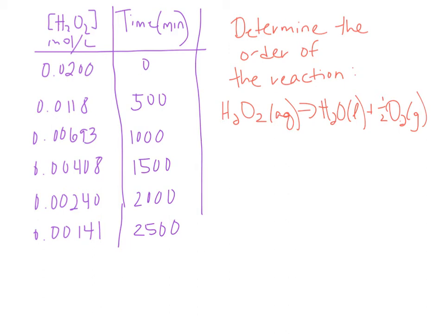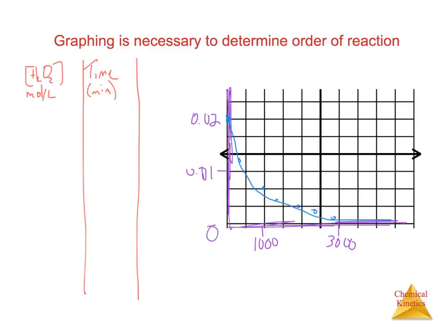These data points, x and y, were calculated, and you end up with a graph like this. Now you can see this is not a straight line. So therefore, we have to do something else to figure out what order it is. If it was a straight line when you graphed concentration versus time, that would be a zero order reaction. We'll talk about that in several slides. So now more work is needed.